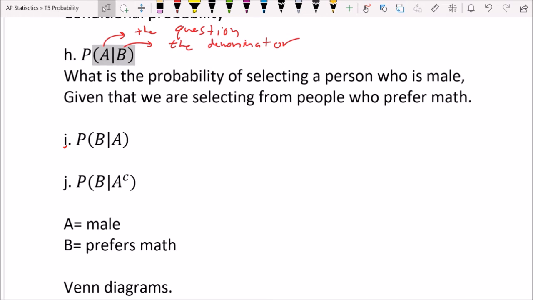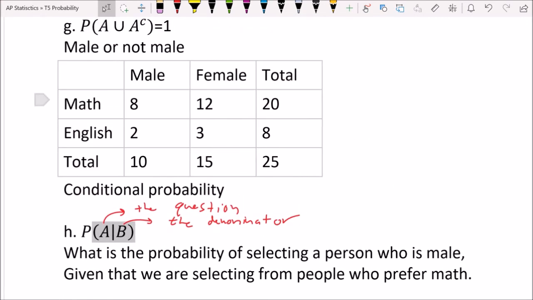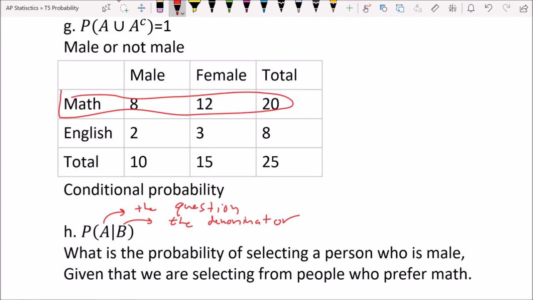So we're going to look at the table differently now when we go back up here. We're only going to look at that column, or excuse me, the row of math preferers. And now we're going to answer the question by only looking at that row. So let me show you where I'm looking. So I'm only looking here, and that's what I'm going to answer the question from. So now we're going to answer the question, what's the probability of selecting a person who is male? Well, that's 8 out of 20. There's 20 people in that row, and 8 of them are male. So that's 4 out of 10, or 2 out of 5.